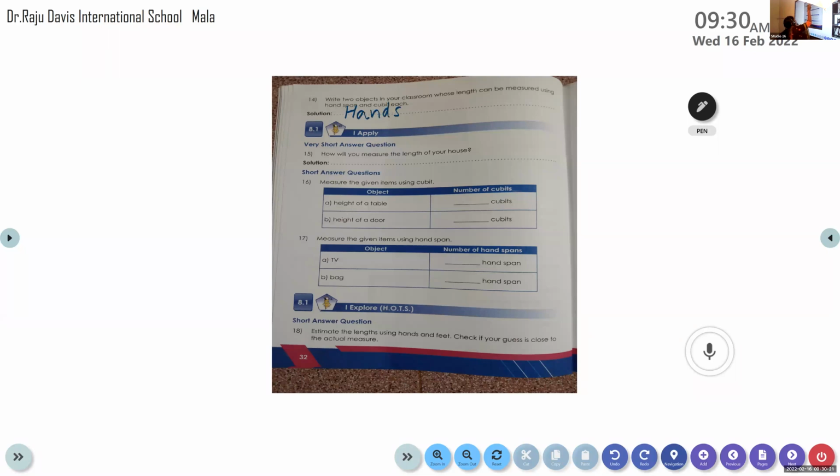Book, yes, book we can write. The length of the book or height of the book or anything else? What about a table? It is in the classroom, no? You can write your own, no problem. Not compulsory, you have to write the same. Table, I am writing table, blackboard. Ma'am, we can write anyone. It should be in the classroom, not anyone. Okay, ma'am. Table, blackboard.